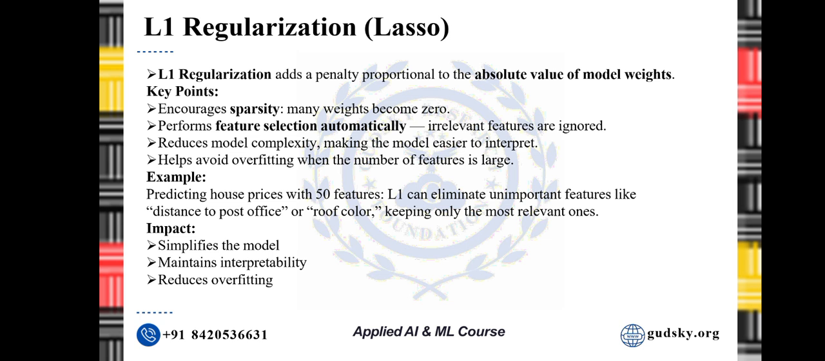For example, suppose we are predicting house prices with 50 features, things like number of rooms, area, color of the walls, distance, etc. Now, not all these features matter. L1 will automatically reduce the weight of unhelpful features like roof color to zero, keeping only important ones like area, location, and rooms. This makes the model simpler, easier to interpret, and less likely to overfit. So remember, L1 equals feature selection plus simplicity, which equals better generalization.